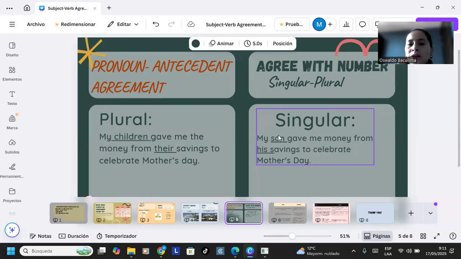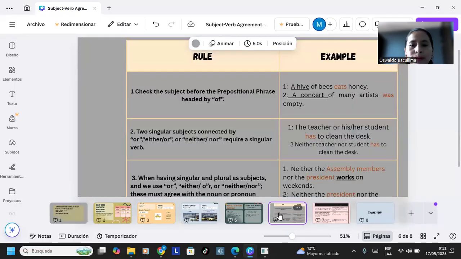And singular, here is no, the first sentence involves all my kids, and the second sentence involves just my son. My son gave me money from his savings to celebrate Mother's Day. He has a concordance with son and his. So I'm going to explain now the rules and examples.